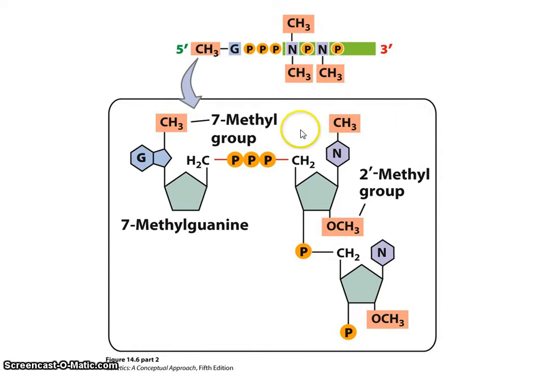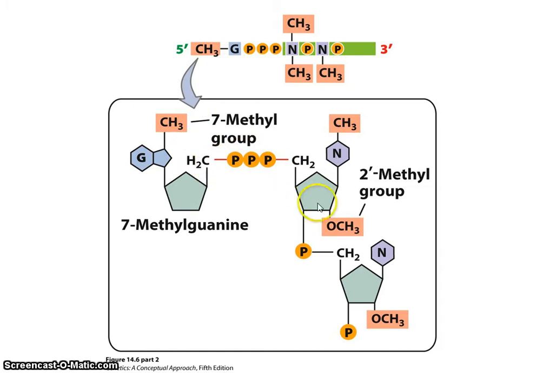Here is what the chemical structure looks like. Don't worry too much about this. All you need to know, just general broad brush details, is that the 5' cap is a modified methylguanine. So here's the guanine. It has a methyl attached to it, guanine with a methyl, and this is called a 7-methylguanine.